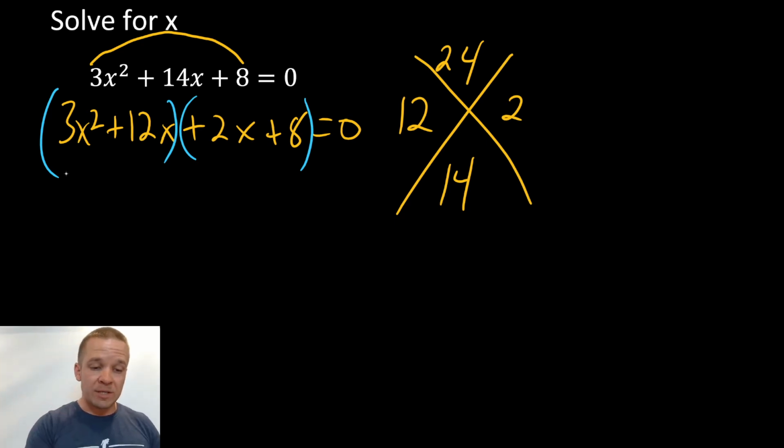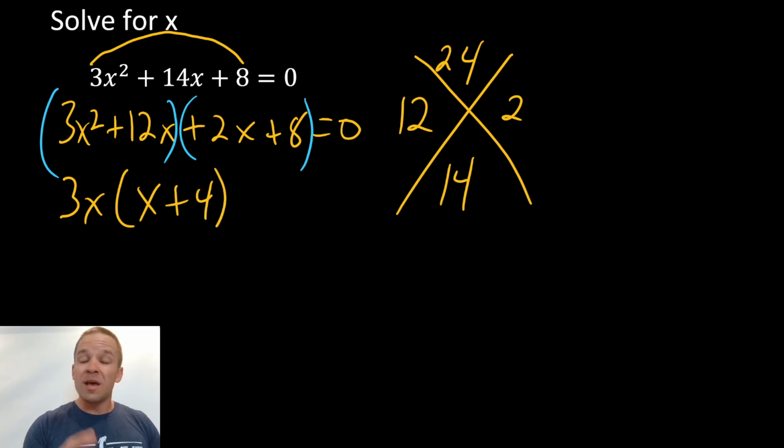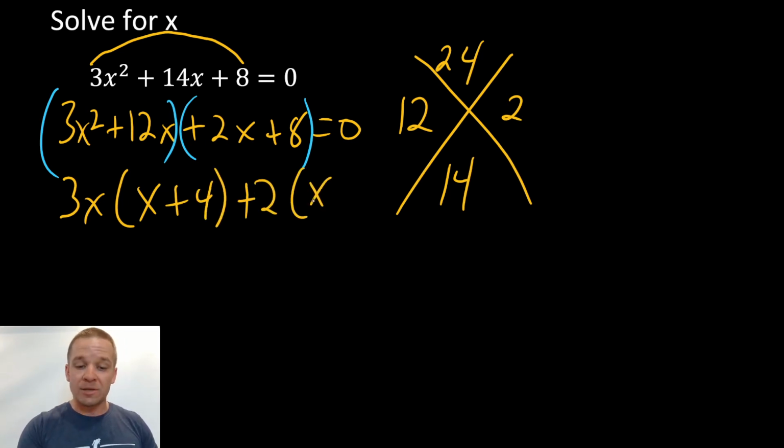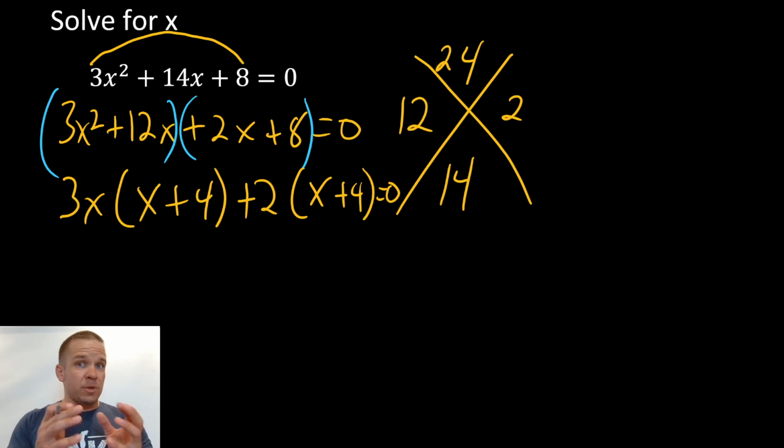The first one has a GCF of 3x, and I'm left with x plus 4. The second one has a GCF of 2, and I can pull out an x, or then I'm going to be left with an x plus 4. All that still equals 0. So now you see this x plus 4 and x plus 4. That's actually a GCF of those two weird large terms. Not everybody sees it that way, but that is how it is.